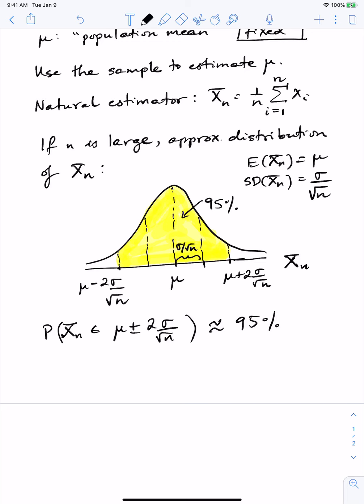Another way of writing this is to say that if you look at the distance between the sample mean and the population mean, that distance is at most 2 measures of spread with chance 95%. It's exactly the same event, written in a slightly different way. And all we're finding over and over again is the chance that your sample mean is in this interval right here.